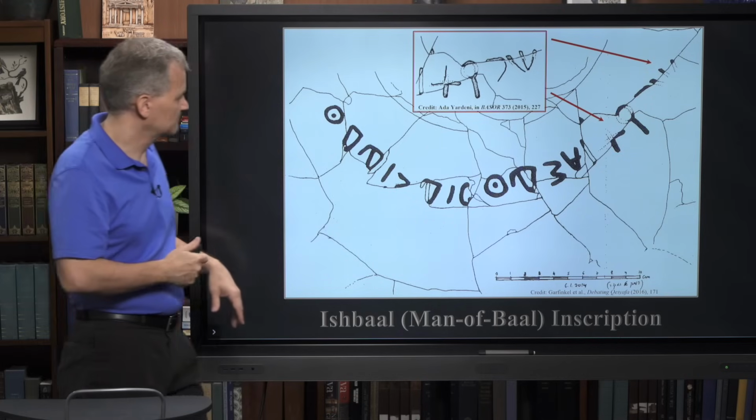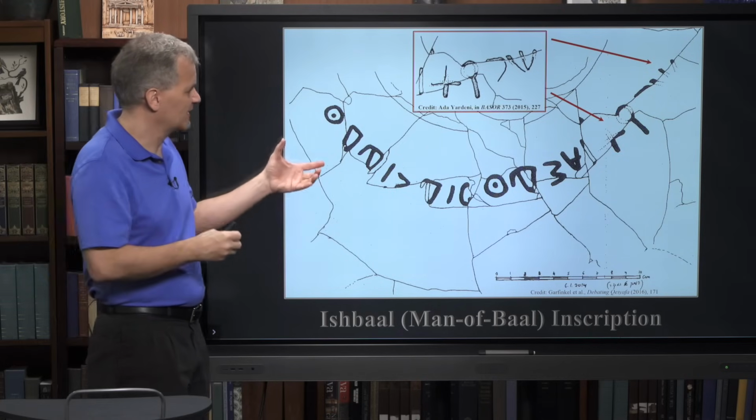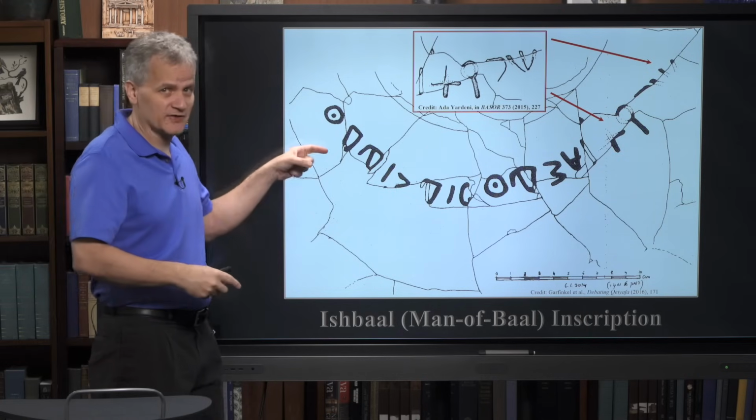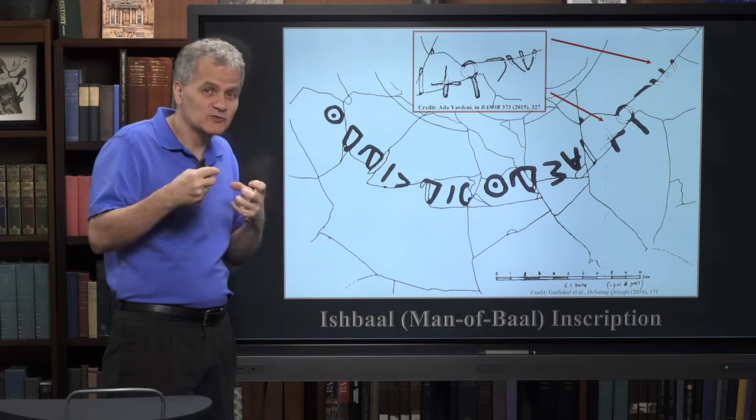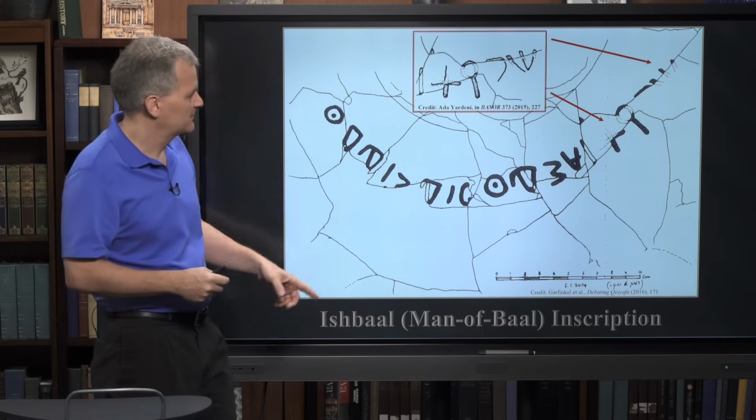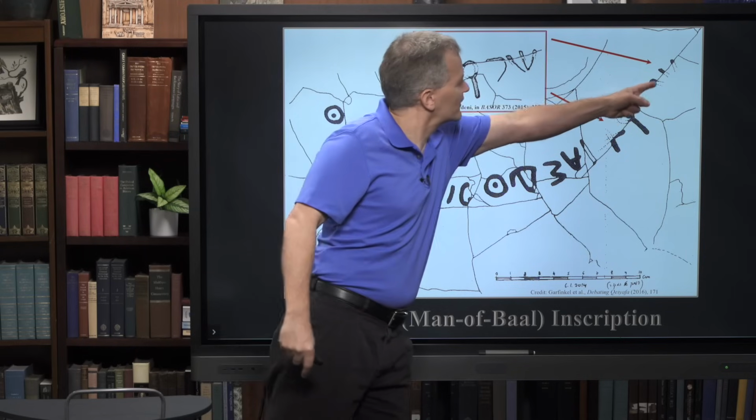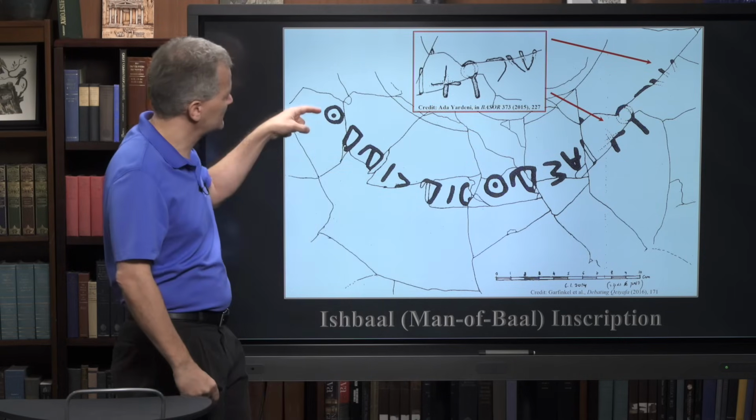So that's our inscription, and now we look at a closer view of the actual letters on it that we can now see and try to decipher. So the inscription again starts from here and comes this way.